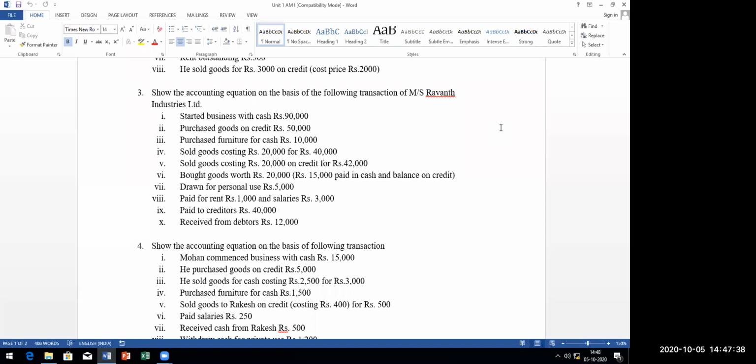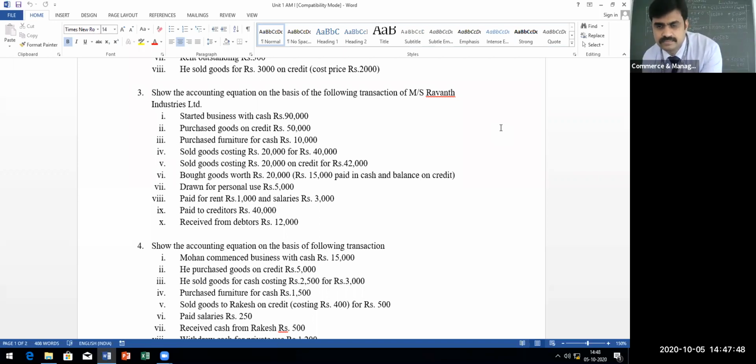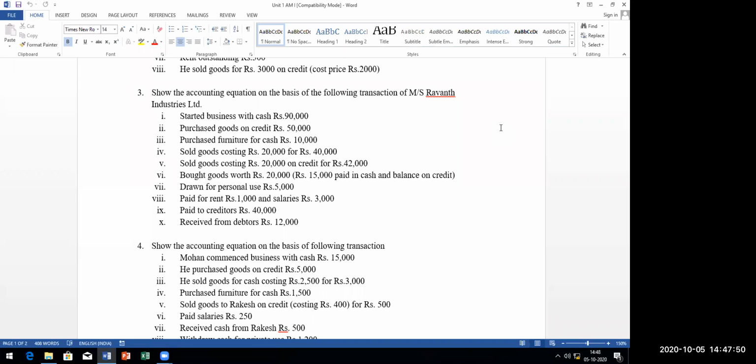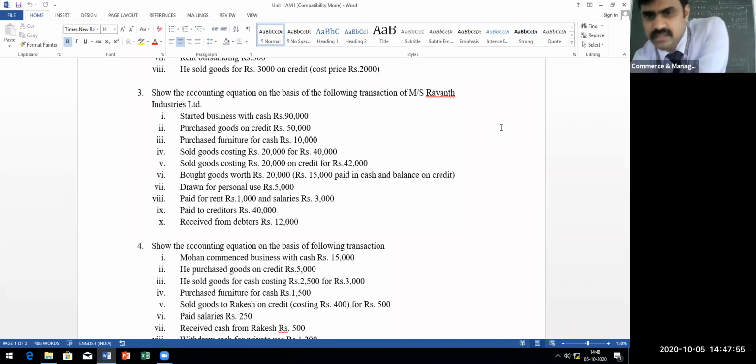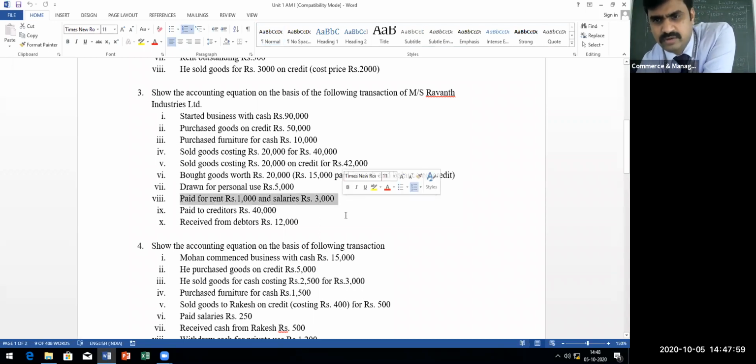Show the accounting equation on the basis of the following transactions of Raban Industries LLP. Do you want me to do this problem, or will you do it? Okay, almost all transactions were done in the previous class, except this one. This only is a new one.